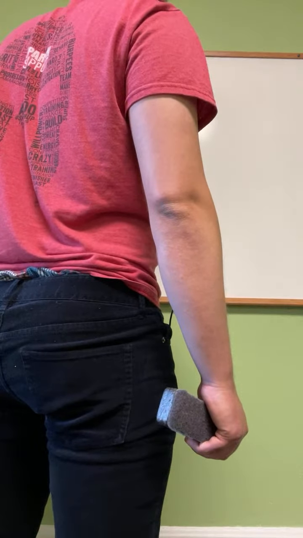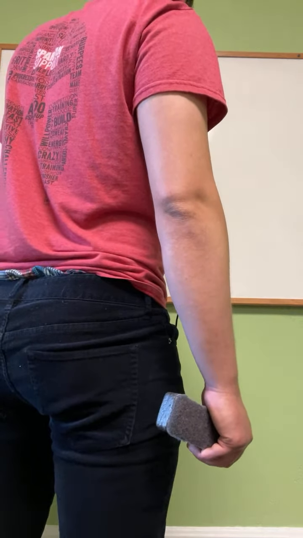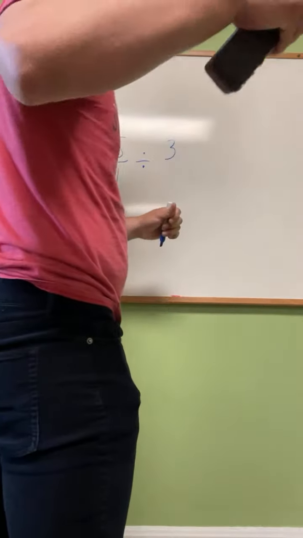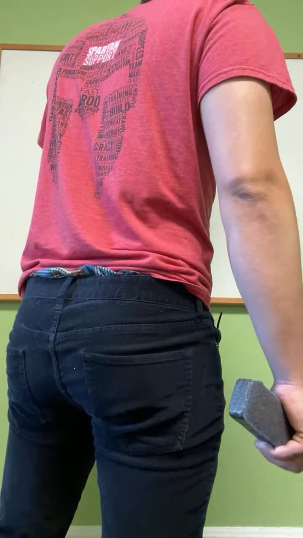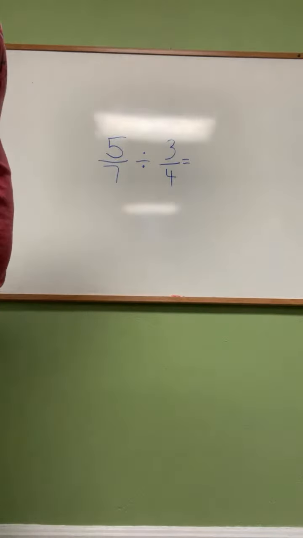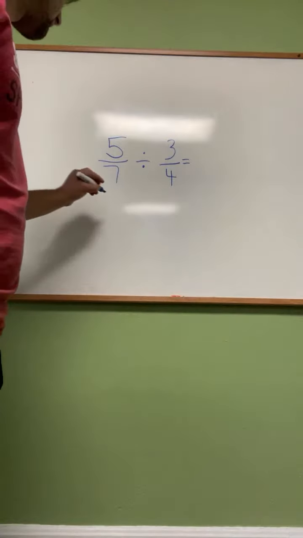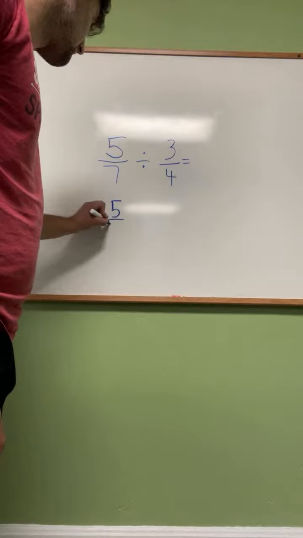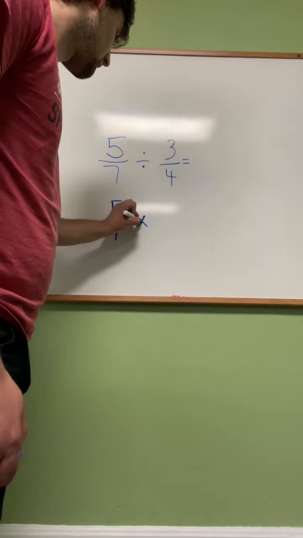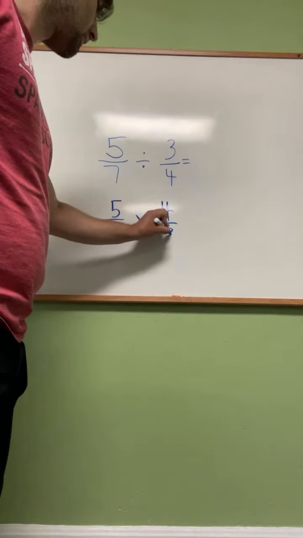Okay, so another one now. 5/7 divided by 3/4. So 5/7, we're going to keep that. 5/7 we keep the same. The division sign we change to a multiplication sign. And then the 3/4 we flip it. 4/3.